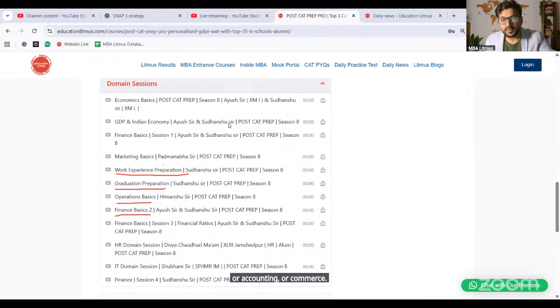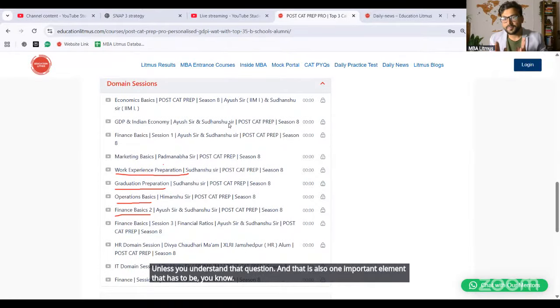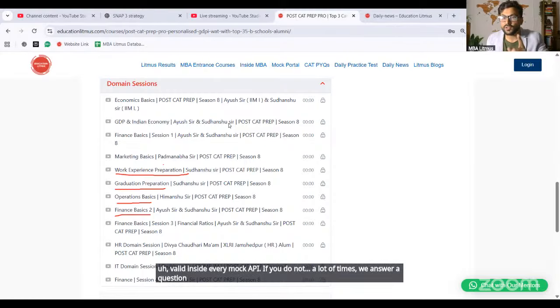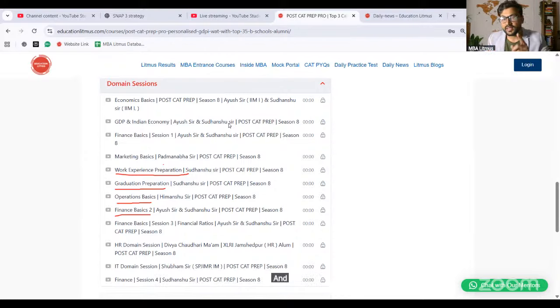Ashutosh asks, can you tell the topics we should be reading about in general? All right, I'll first understand that question. Never answer a question unless you understand it. That is also one important element that has to remain valid inside every mock PI. A lot of times we answer a question without understanding. I did not understand Ashutosh's question fully, so I'm going to go back to him, ask him, understand, then answer.